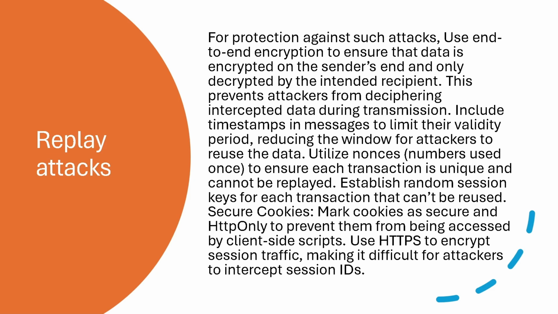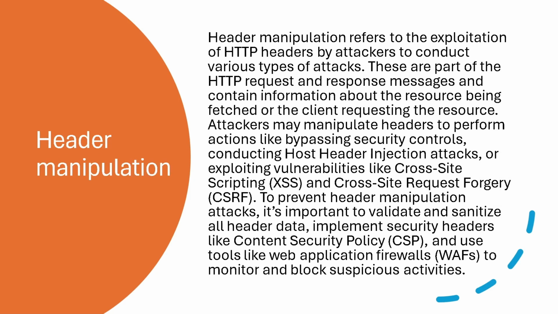Secure cookies. Mark cookies as secure and HTTP only to prevent them from being accessed by client-side scripts. Use HTTPS to encrypt session traffic, making it difficult for attackers to intercept session IDs. Header manipulation. Header manipulation refers to the exploitation of HTTP headers by attackers to conduct various types of attacks. These are part of the HTTP request and response messages and contain information about the resource being fetched by or the client requesting the resource.